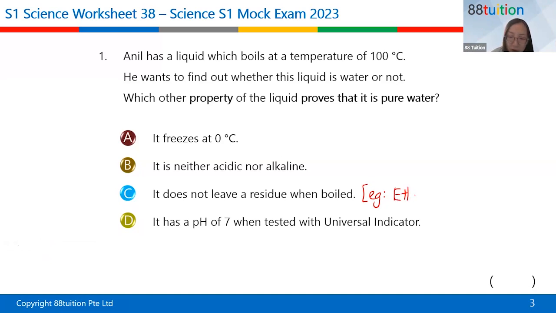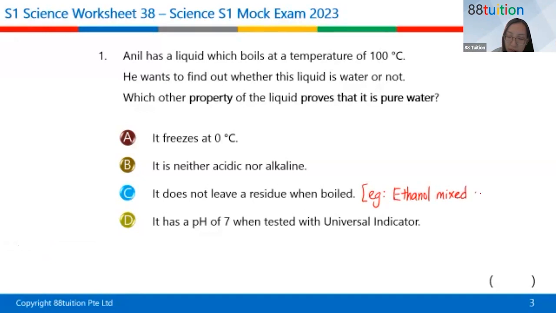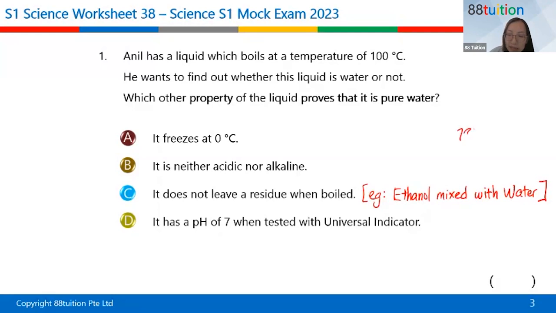So for example, ethanol. Ethanol is a type of alcohol. If you mix it with water, it's a mixture already. It's not pure water. So if you take ethanol, which is a liquid, and mix it with water, another liquid, so two liquids mixed together, and I were to boil it, at 78 degrees Celsius, ethanol will all boil off. Then at 100 degrees Celsius, water will then boil off, because 78 is the boiling point of ethanol and 100 degrees Celsius is the boiling point of water.